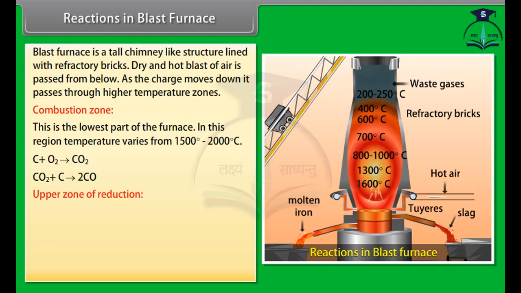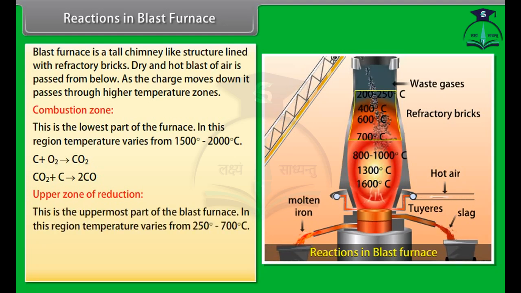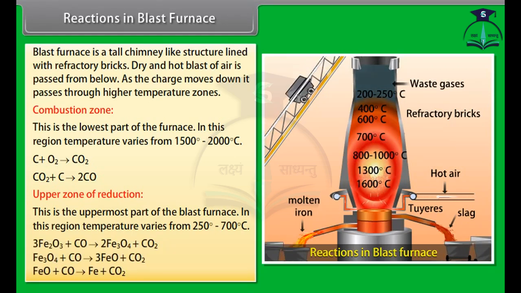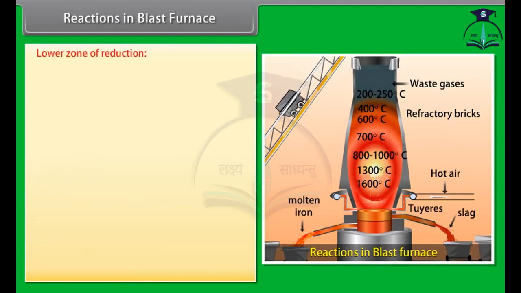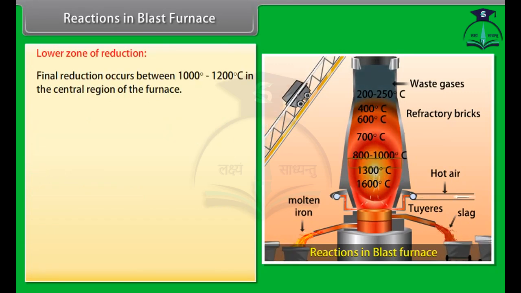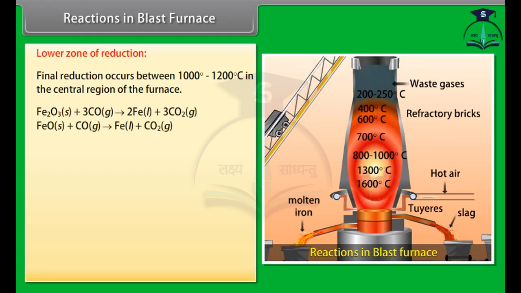Upper zone of reduction. This is the uppermost part of the blast furnace. In this region, temperature varies from 250 degrees to 700 degrees Celsius. Here, carbon monoxide reduces oxides of iron into spongy iron. Lower zone of reduction. Final reduction occurs between 1000 degrees to 1200 degrees Celsius in the central region of the furnace. Carbon obtained by dissociation of carbon monoxide combines with iron and impurities also get dissolved in molten iron.